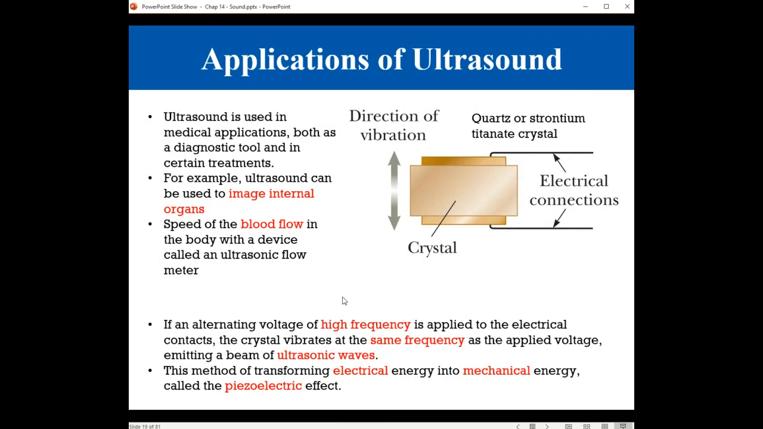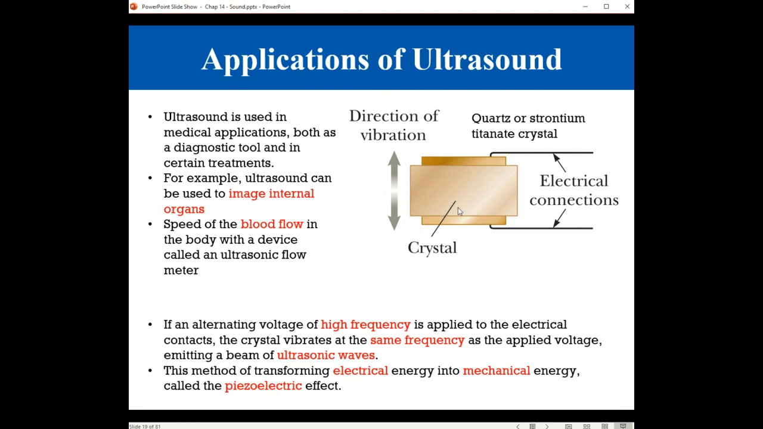In order to generate ultrasound, we may use a crystal and apply electric voltage on the two sides of the crystal. As you can see here, we have electric connections. The crystal may be made of quartz or strontium titanate, special types of crystals that respond to the electric voltage.